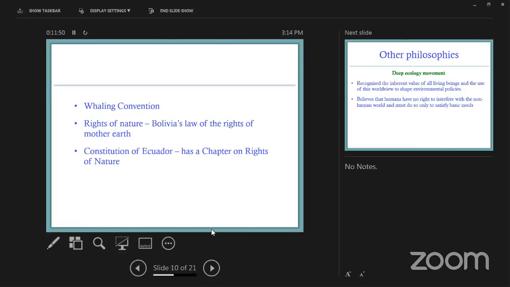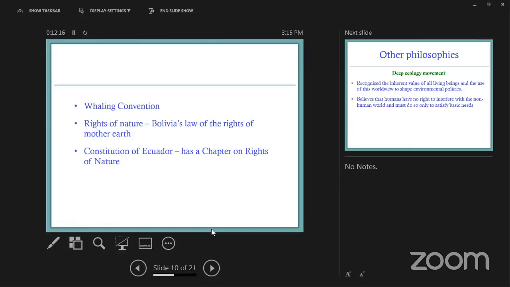So I think we can say that the Whaling Convention does recognize the intrinsic value of whales, that these are creatures that have the same rights to survive, to breed, to live as we do, irrespective of whether they are useful to us or not, irrespective of whether we can get some benefit from them or not.